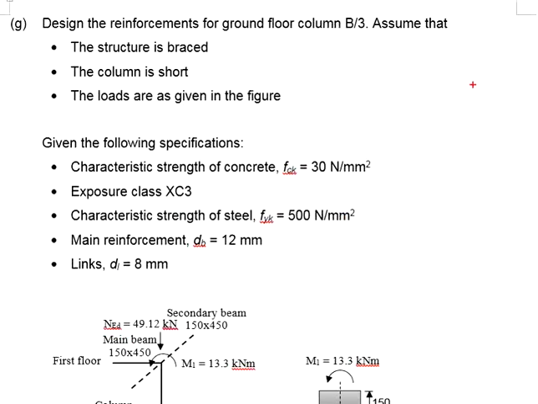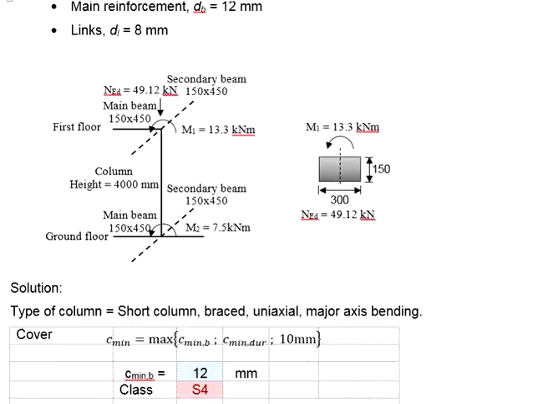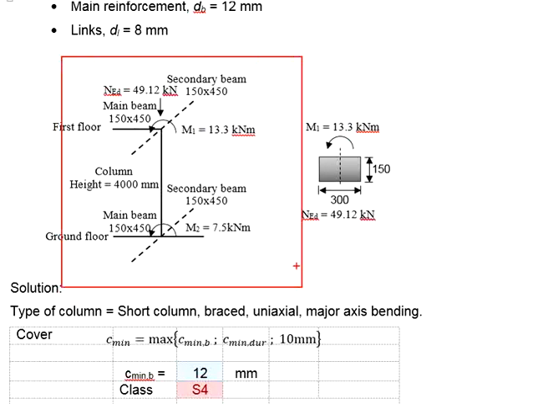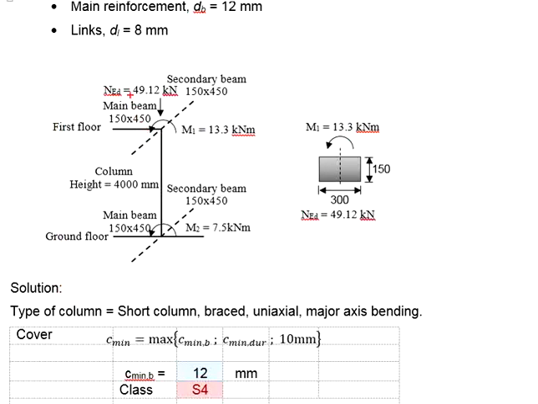These questions assume that the structure is braced, the column is short, and the loads are as given in the figure. Referring to this figure here, the axial load is 49.12 kN. You have moments at both ends of the column. The upper end has the moment of 13.3 kN-meter, whereas the lower end has 7.5 kN-meter.